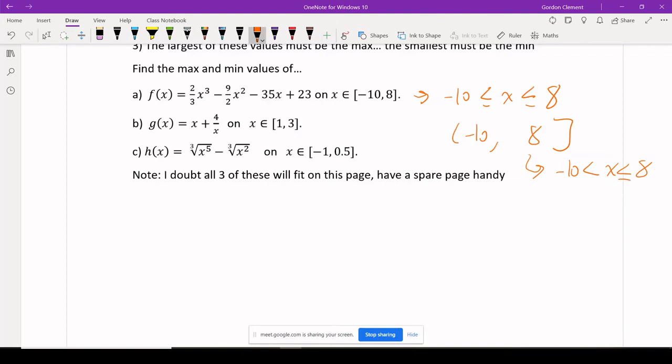But for us, when we're doing this type of question, the endpoints are always going to be considered because we want to find that absolute max, and that absolute max might be at the endpoint.